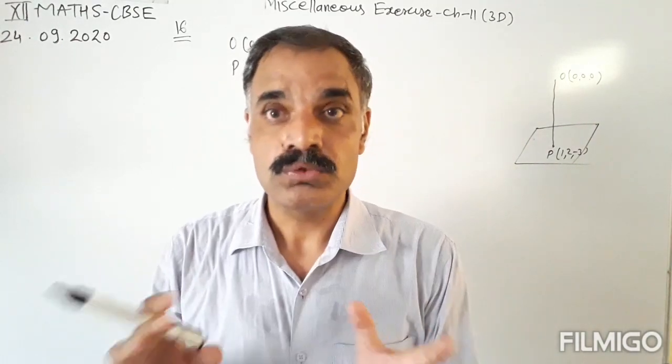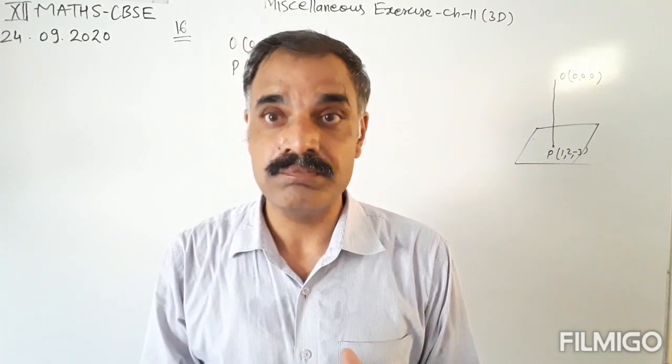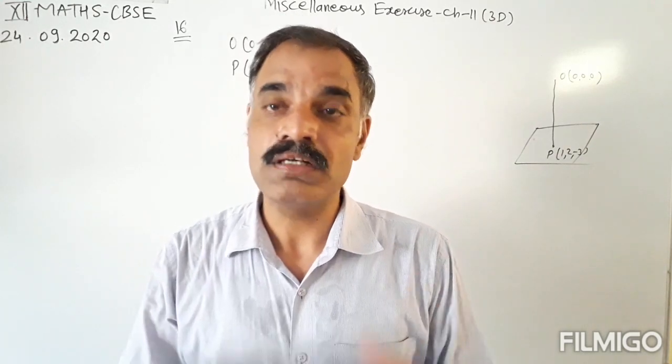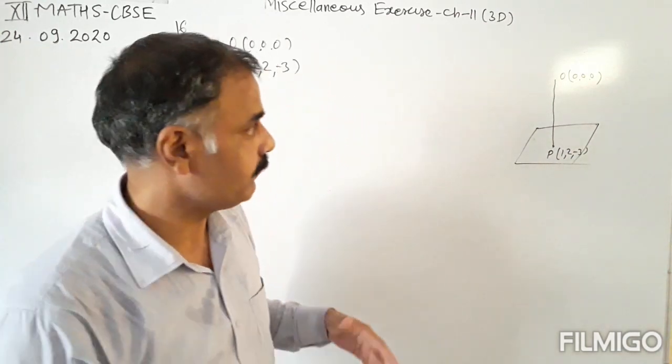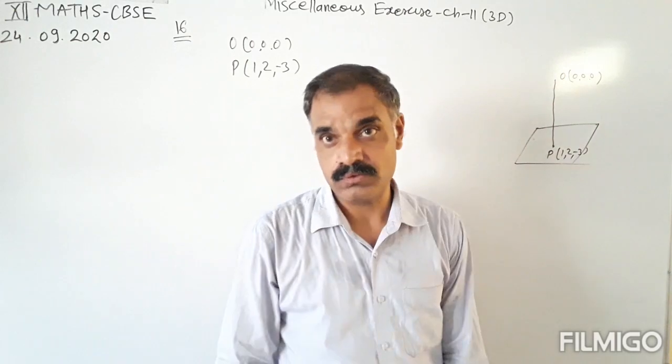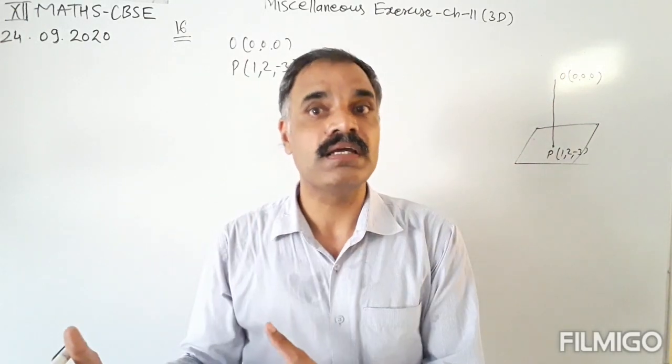So we want to find the direction of the plane. Direction of the plane means the vector normal to the plane, and that can be found by using OP. So the OP vector is the vector which is normal to the plane.